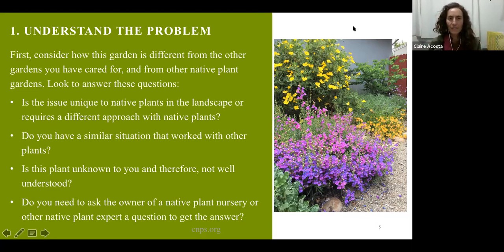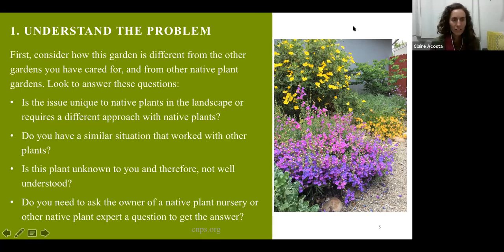So what I was saying is, does this require a different approach with native plants? Maybe somebody says, hey, I'm getting dieback on my manzanita and I regularly water it. What's going on? And that would be, okay, that approach, regular watering, isn't appropriate for Arctostaphylos, right? So just having those questions: is it unique to native plants, or does it require a different approach?